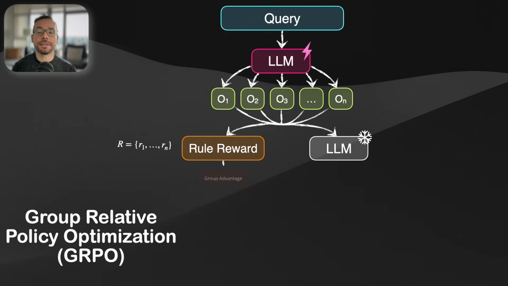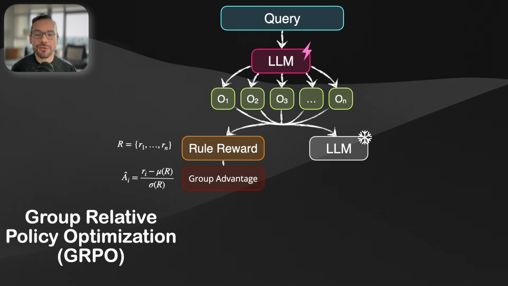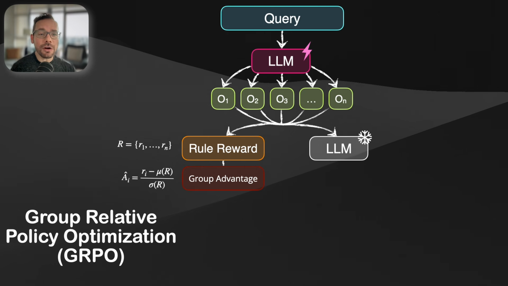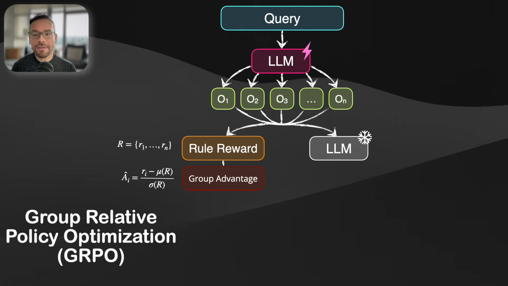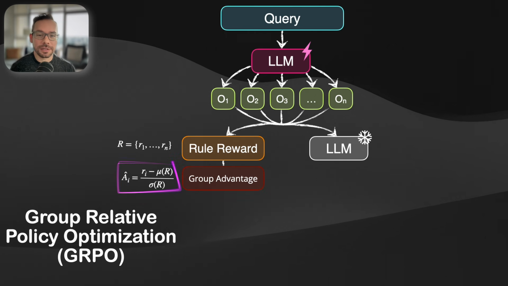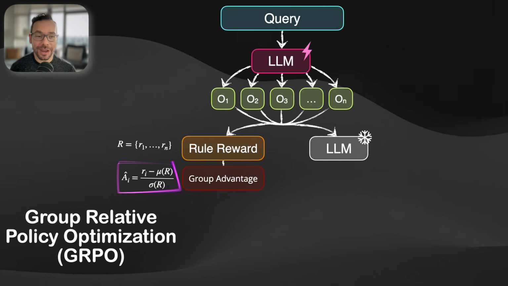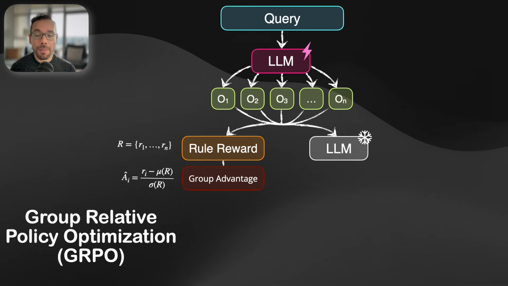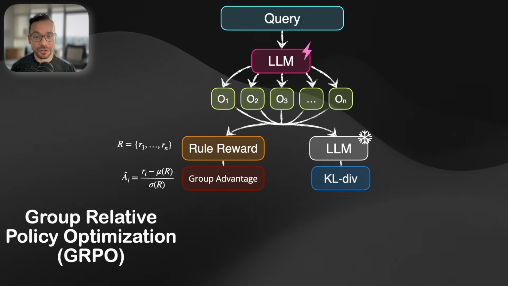Then we have the statistical group advantage. Instead of training an expensive critic or value model to predict baseline values, GRPO calculates the baseline directly from the group. The advantage for each completion is the statistical z-score. It's the score minus the group mean, divided by the group standard deviation. Completions that beat the group average get positive advantage. Those below get penalized.